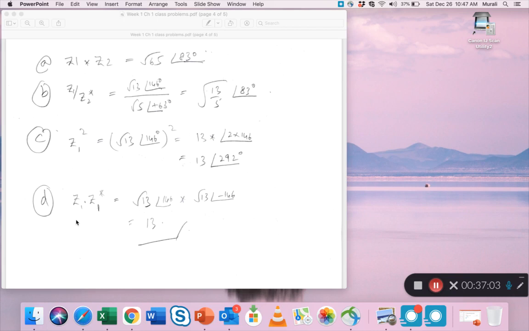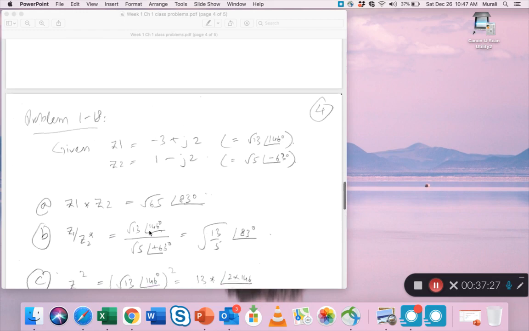Lastly, Z1 times Z1 conjugate, which is root 13 at angle 146 times root 13 at angle minus 146. You have to add the two angles so that it becomes 0, so the angle becomes 0, and you get root 13 into root 13, which is 13.